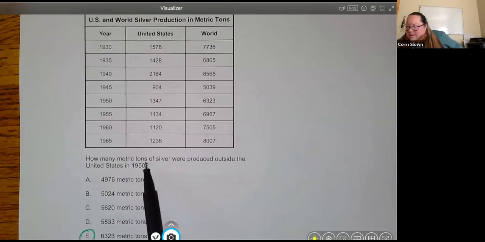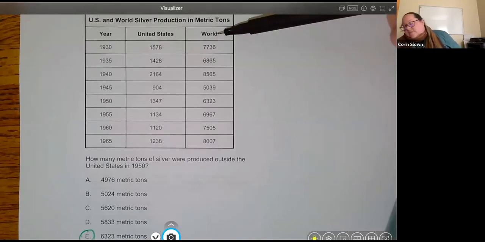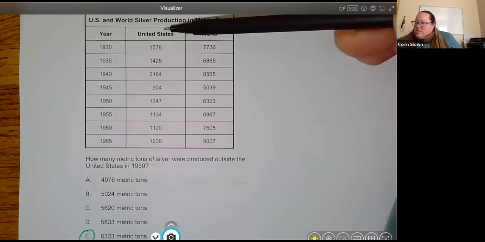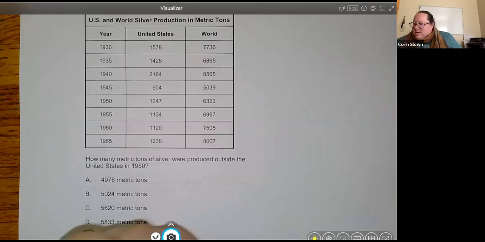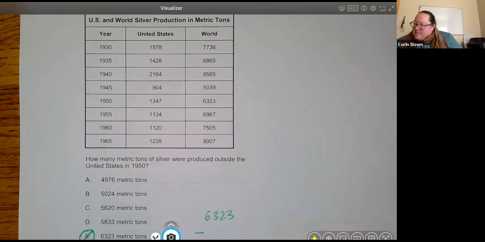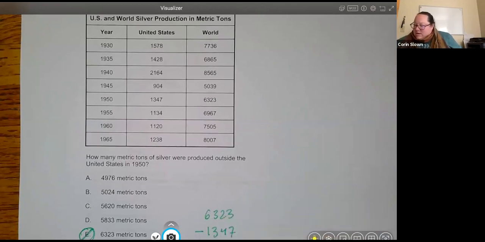Outside the US in 1950. So this is tricky though, right? This is a great example of a trap, right? So the whole world includes the United States. So what we need to do is take 6323 and subtract the US from that. So that's 1347. So if we subtract that, right, 6,000 minus 1,000 is going to be roughly 5,000.